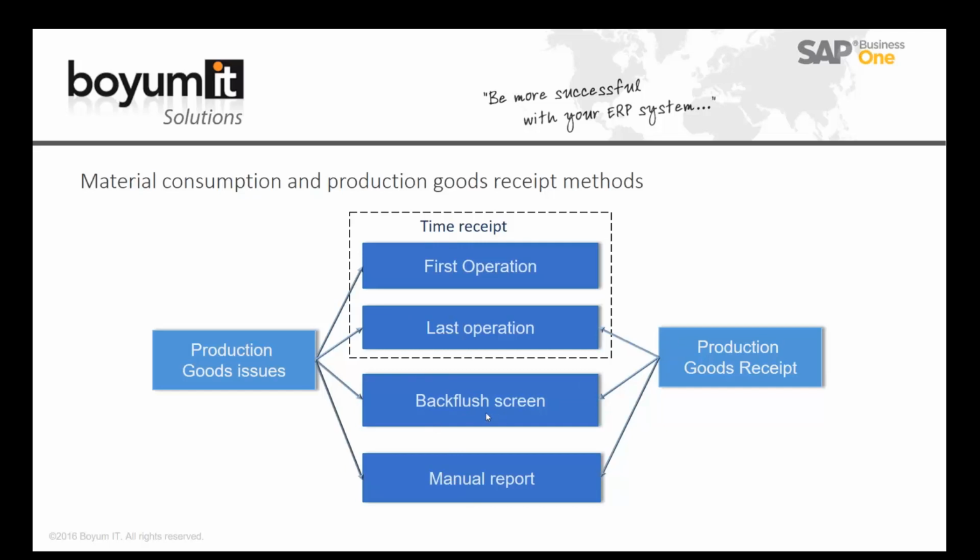Also, it's possible to report all of them separately. So one screen for the production goods issues, one screen for the time receipt, and one separate screen for the production goods receipt. In the case of the production goods issues, this manual report could be done in two ways. One a simple way, just one item, or also with multiple items, multiple lines.